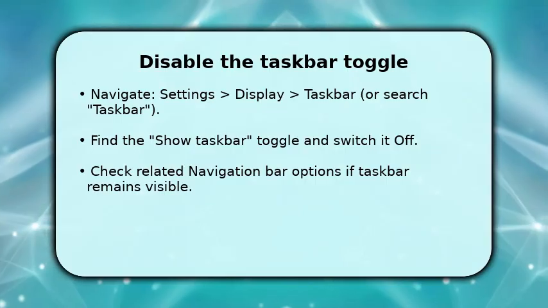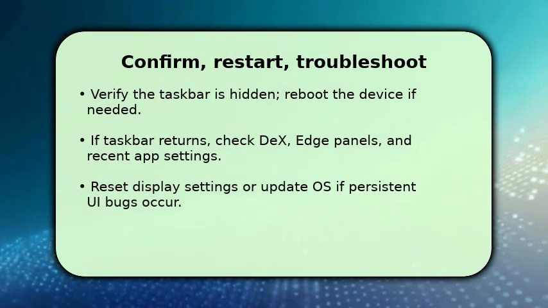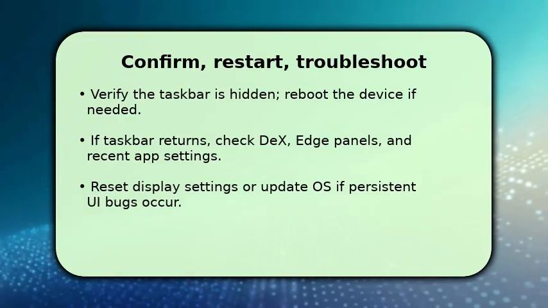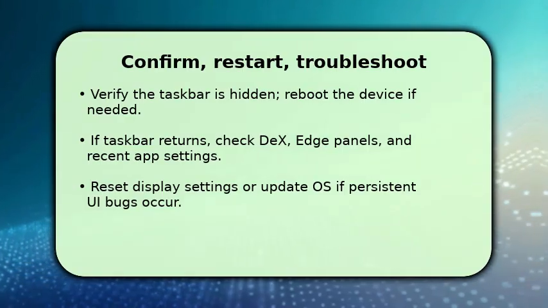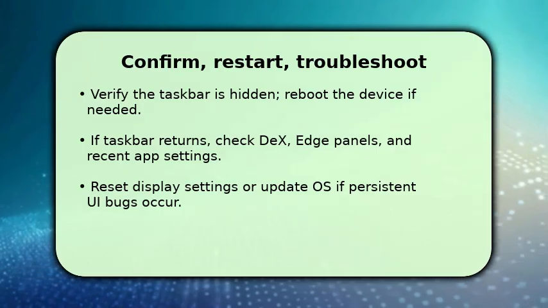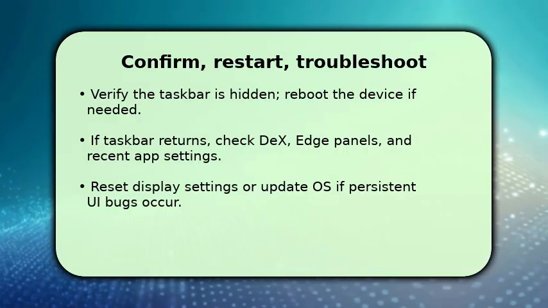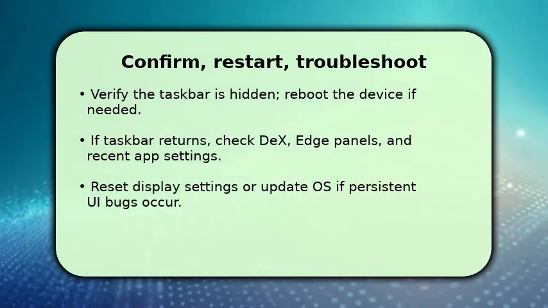After toggling off, verify the taskbar is gone and test common apps to be sure layout is stable. If the bar still appears, restart the device to force the UI to refresh. This often resolves caching issues. Make sure DX or edge panel features aren't re-enabling a persistent bar and disable those if present.